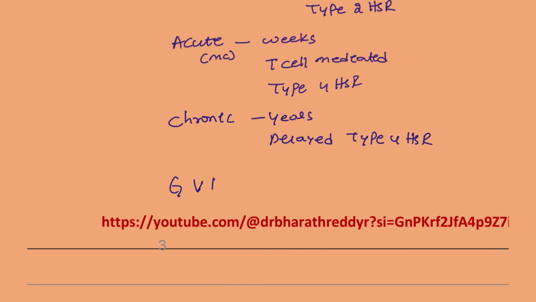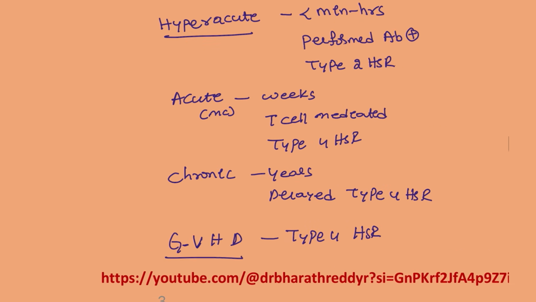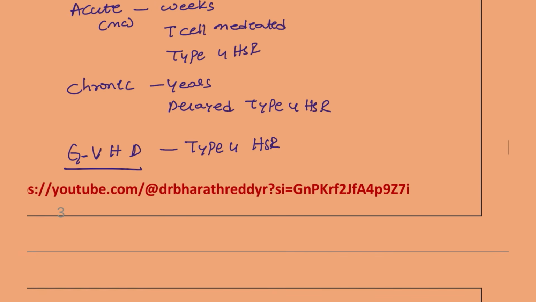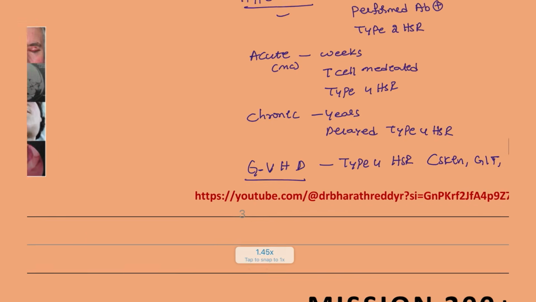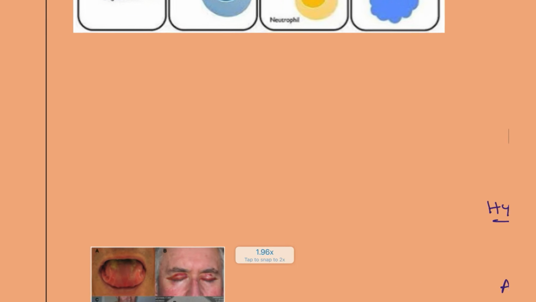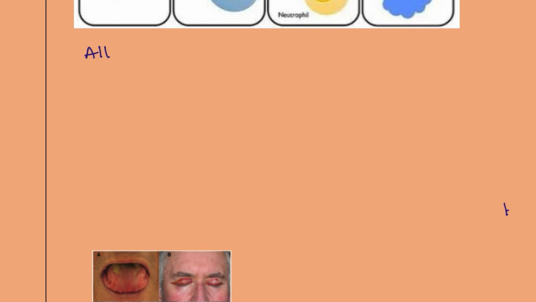Next, graft versus host disease, which is also a type 4 hypersensitivity reaction. First we were rejecting the graft, and now the graft itself is attacking us. Mostly this is associated with skin, GIT, and lymph node involvement. Next, another important point to remember here is the allergic reaction, which is IgE mediated.